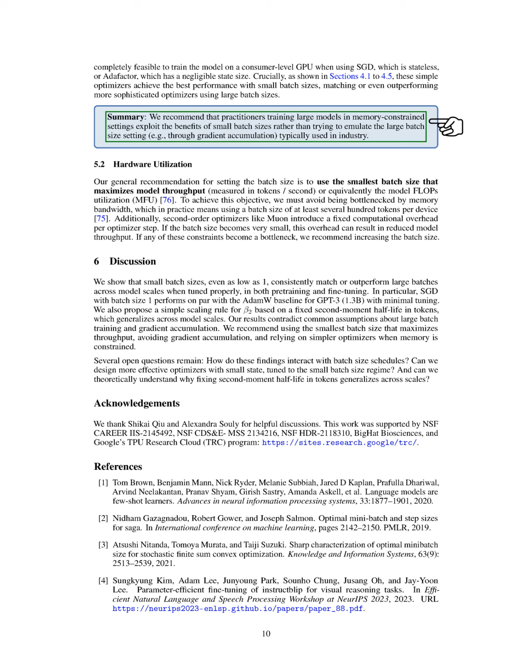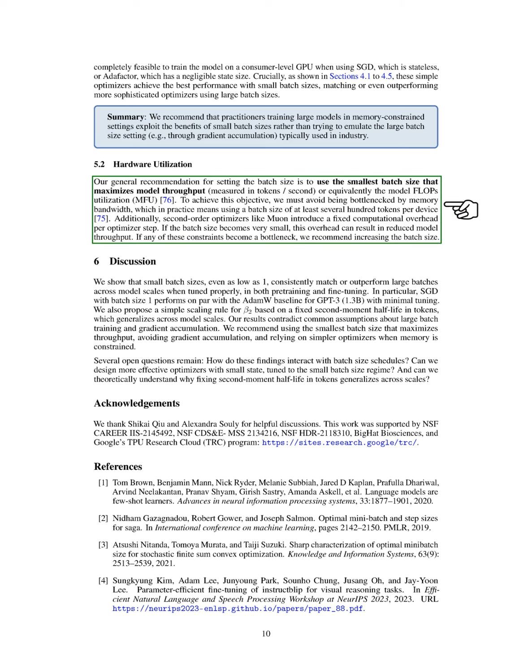constraints. Section: Hardware Utilization. In this section, we recommend setting the batch size to the smallest amount that maximizes how quickly the model processes data, measured in tokens per second or model flops utilization. To do this, we need to avoid limitations from memory bandwidth, which typically means using a batch size of several hundred tokens per device. We also note that second-order optimizers, like Muon, add a fixed computational cost for each optimization step. If the batch size is too small, this cost can lower the model's processing speed. If we encounter any of these limitations, we suggest increasing the batch size.